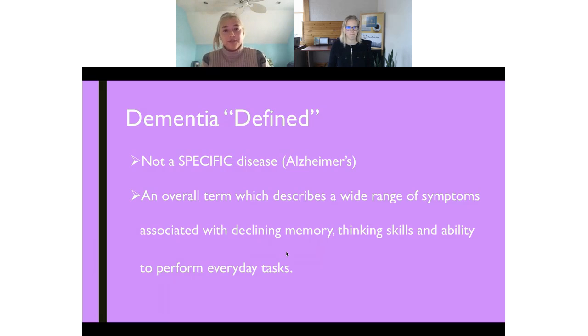All right, so dementia defined. Dementia, this is a very common misconception. Dementia is in fact not a specific disease. So Alzheimer's, which is the most common form of dementia, would be the disease, but dementia is more so an umbrella term. That's something I also learned in my internship this year. Again, it is an overall term which describes a wide range of symptoms associated with declining memory, thinking skills, and ability to perform everyday tasks.